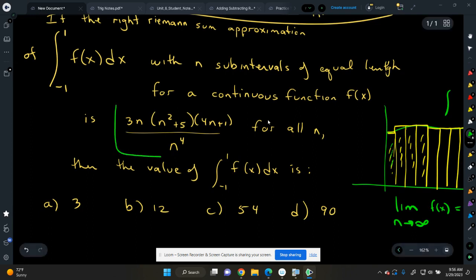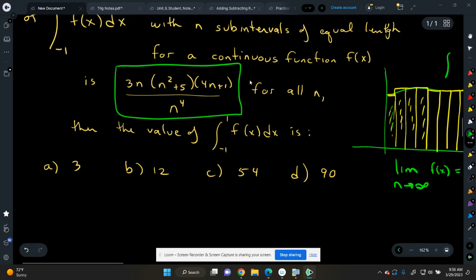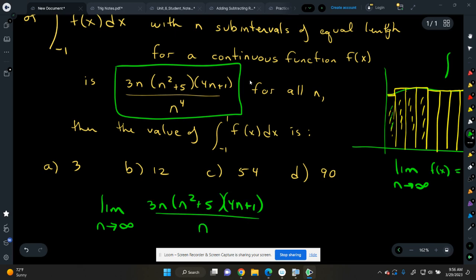They give us the function. What do you think we need to do with that function? Take the limit as what? How about n approaches infinity of 3n times n squared plus 5 times 4n plus 1 over n to the fourth.